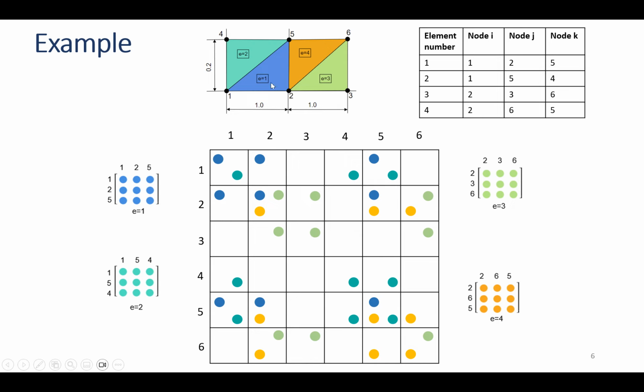Node 2 is connected to elements 1, 3, 4. So blue, green and orange. Similarly, node 5 is connected to elements 1, 2, 4. So if you look at row 5 and column 5, that is the diagonal value. This is from element 1, this is from element 2, and this is from element 4.